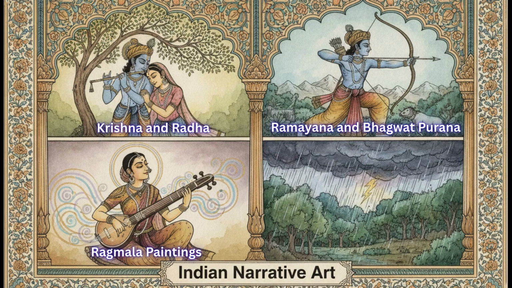They painted music and time. Ragamala paintings literally visualize musical melodies, where every musical raga is imagined as a person connected to a specific mood and time of day. Similarly, Baramasa paintings visually describe the emotions tied to the 12 months of the changing seasons.